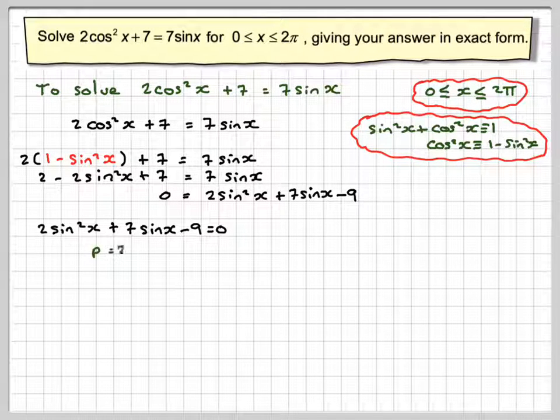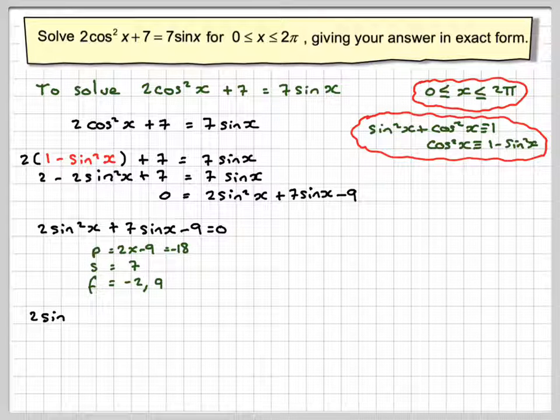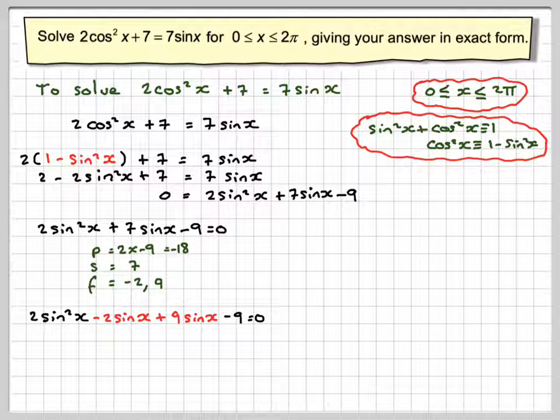Right, to try to factorize that, the product will be 2 times minus 9, which is minus 18. The sum is going to be 7. And then the factors are minus 2 and 9. And therefore, minus 2 times 9 gives me minus 18. Minus 2 plus 9 gives me plus 7. Splitting the middle term up into 2 sine squared x minus 2 sine x plus 9 sine x minus 9 is equal to 0.